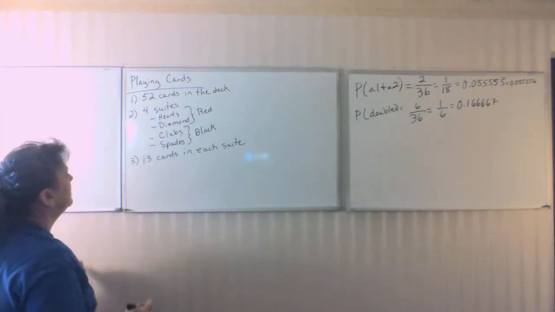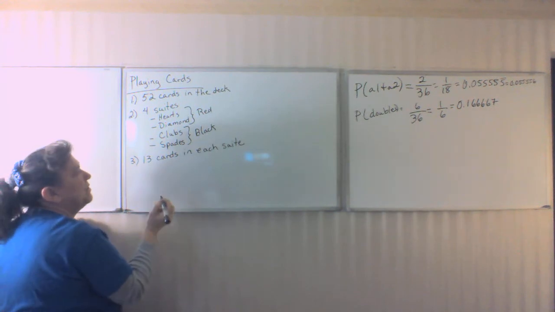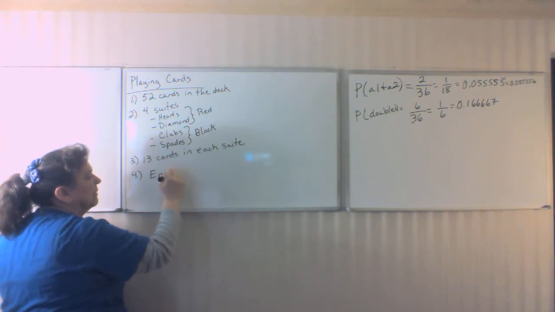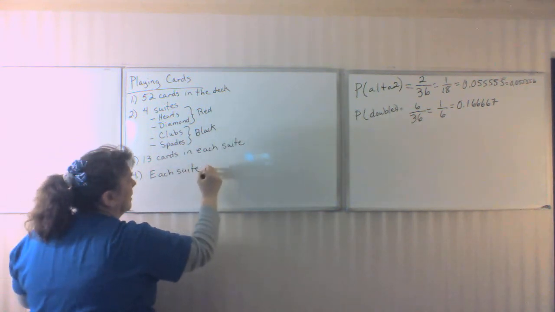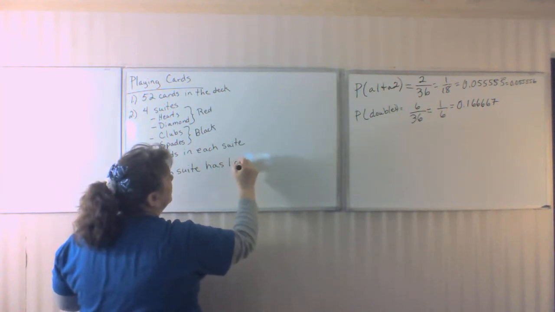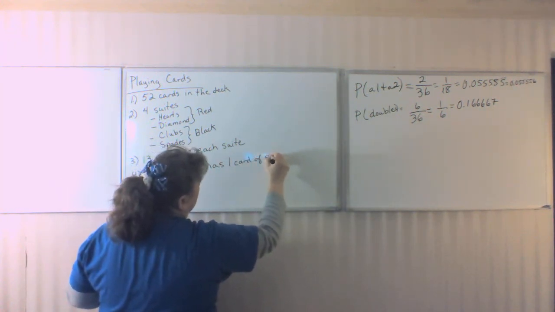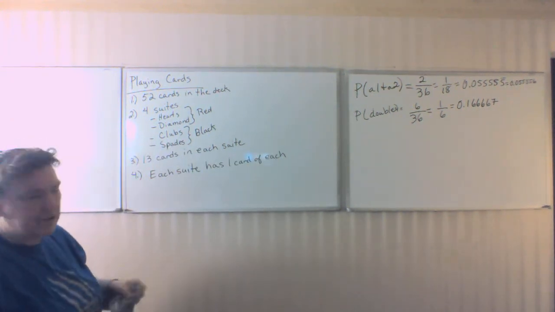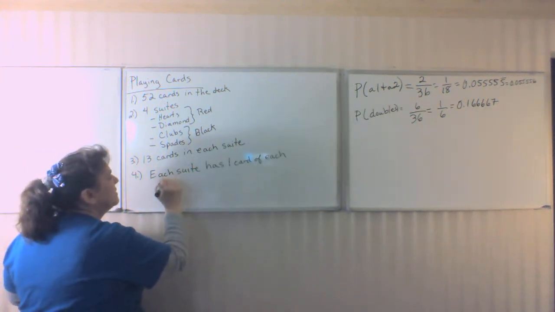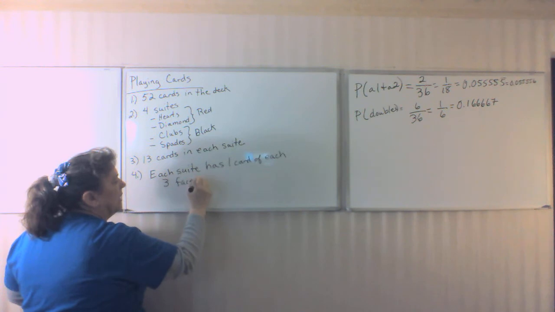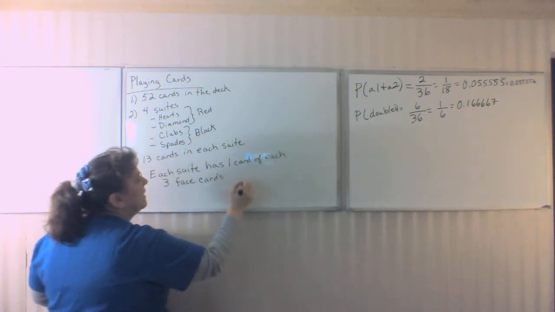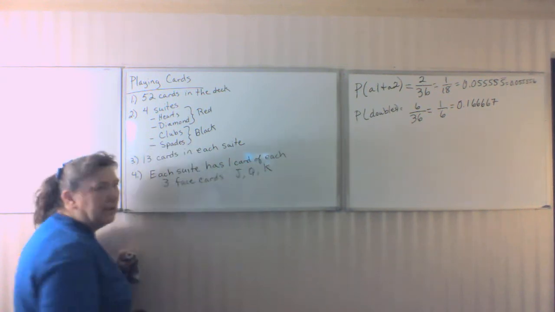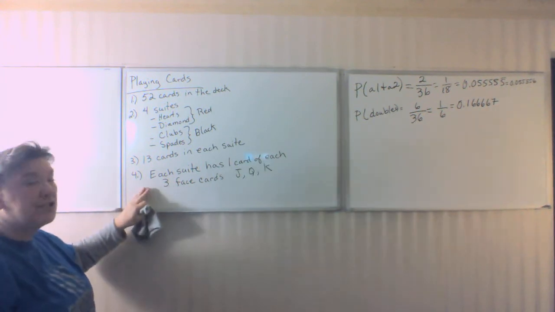Okay, what else do we need to know? Well, we also need to know what else is in that deck. Each suit has 1 card of each. In other words, 1 of the 1s, 1 of the 3s, 1 of the 4s, okay? And it has 3 face cards. And the reason these are called face cards is they are Jack, Queen, and King. Those are the 3 face cards that are in each suit.